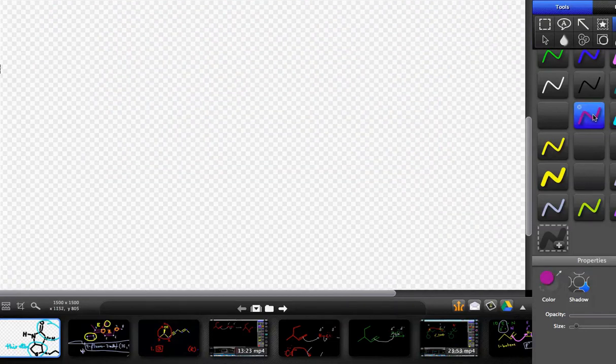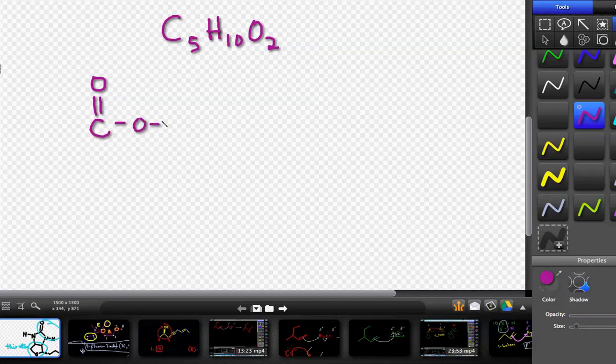Number 6, real interesting question. It's a real popular one on the final exam. Hint, hint, cough, cough. If we have a formula of C5H10O2, functional groups that have 2 oxygens: carboxylic acids have 2 oxygens. Esters have 2 oxygens.